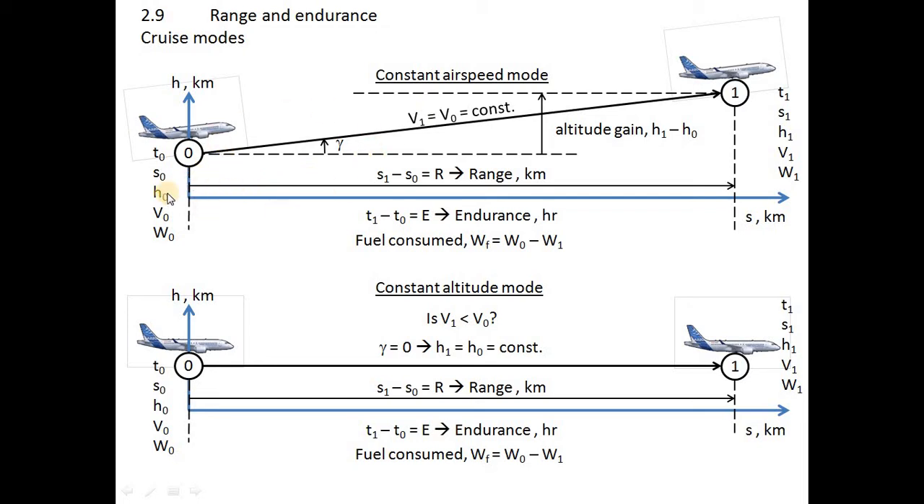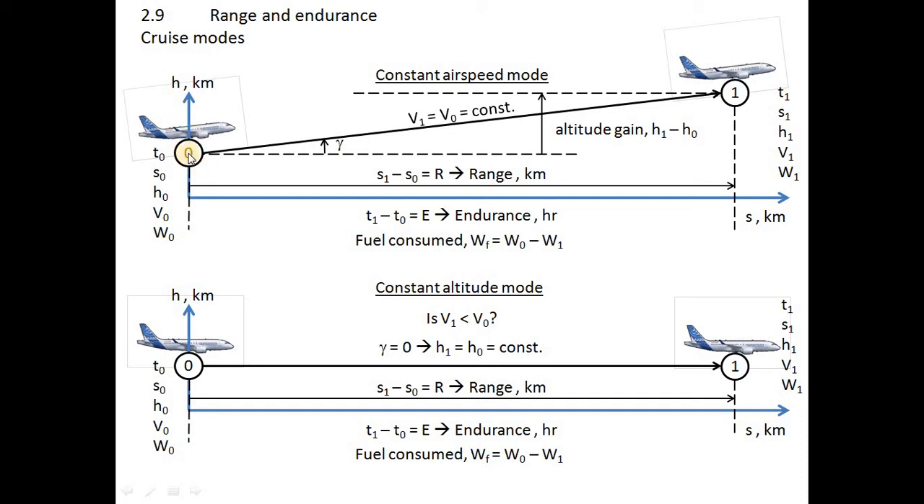Let's look at the first one. You must get the idea first. Let's say the aircraft is cruising at altitude h, with the initial time of t naught, initial displacement s naught, initial altitude h naught, initial airspeed v naught, and initial weight, big W naught.